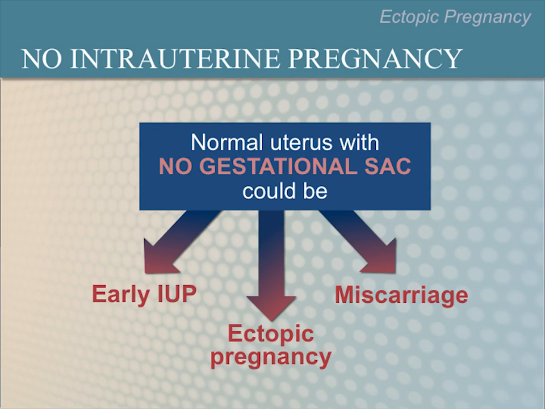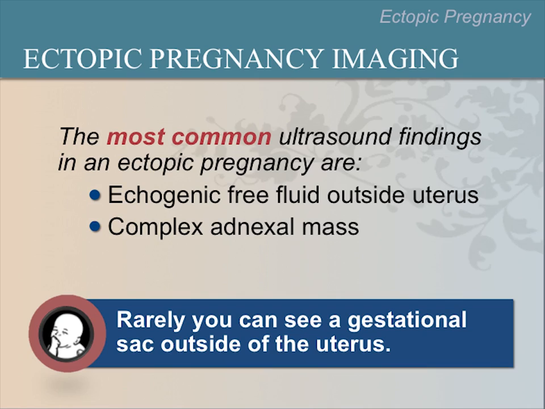A normal uterus with no gestational sac, meaning an empty uterus, could be an early intrauterine pregnancy, a complete miscarriage, or an ectopic pregnancy. On a scan of an ectopic pregnancy, you're most likely to see echogenic free fluid or a complex adnexal mass. You can see fluid in the endometrial cavity or see a thickened endometrium, but there are usually other findings. From time to time, you may see a gestational sac outside of the uterus.